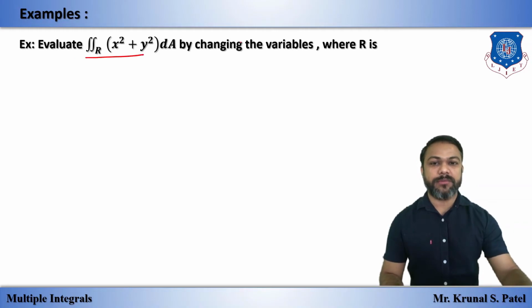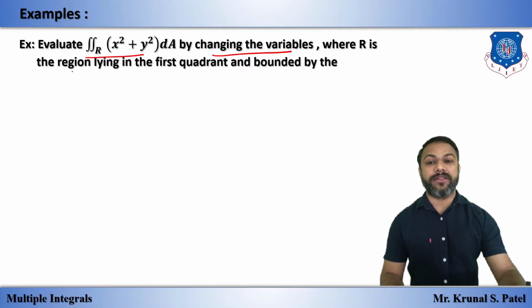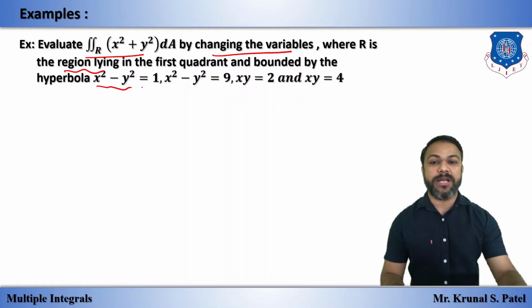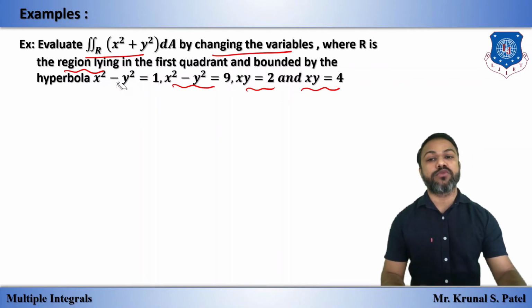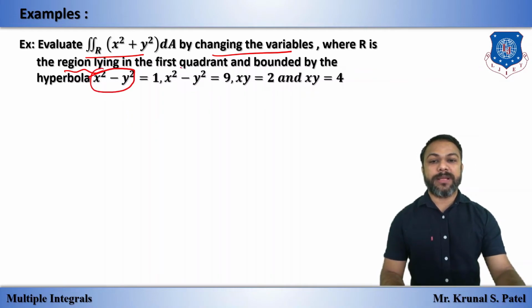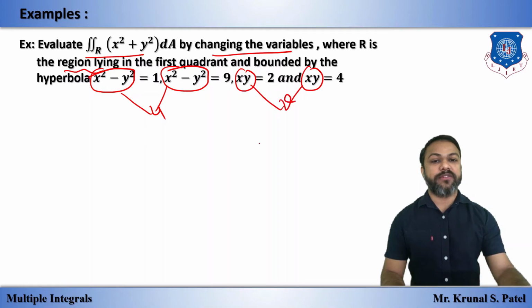Evaluate this integration by changing the variable, where R is the region lying in the first quadrant and bounded by these pairs of hyperbolas 1, 2, 3 and 4, all the hyperbolas. Here the transformation is not given, so we have to choose the transformation. We can use this common x square minus y square. So we will take this as u and xy as v. So we have the new transformation: u is equal to x square minus y square and v is equal to xy. So let's start the solution.